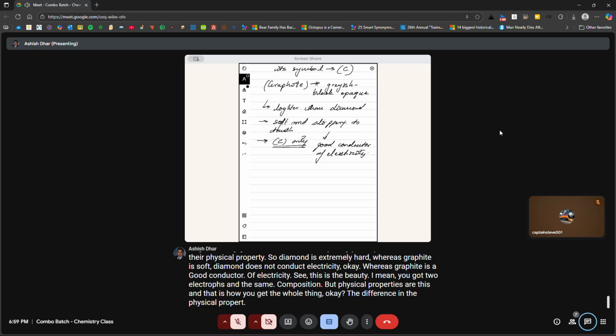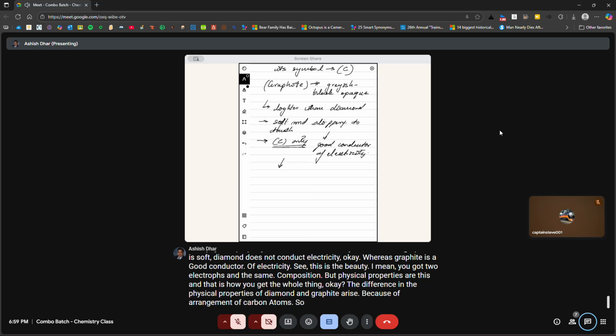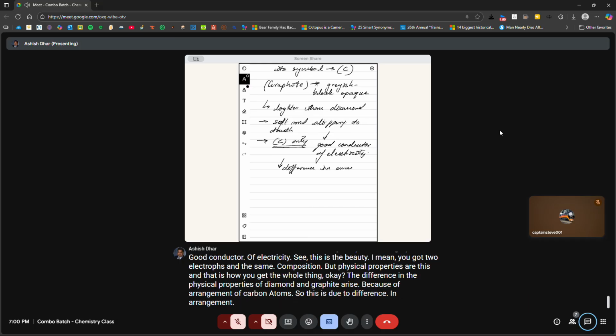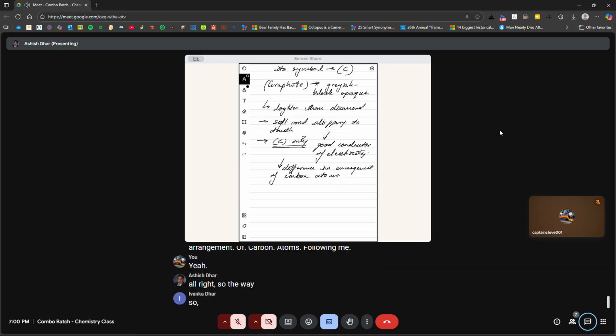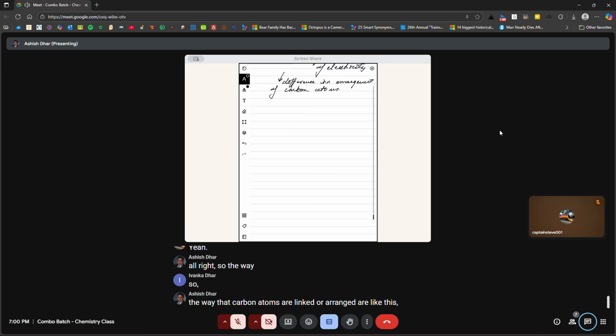The difference in the physical properties of diamond and graphite arises because of the arrangement of carbon atoms. So this is due to the difference in arrangement of carbon atoms. Following me? All right. So the way the carbon atoms are linked or arranged is like this.